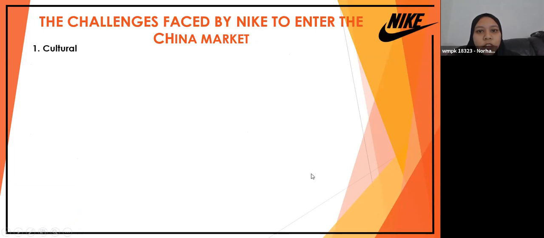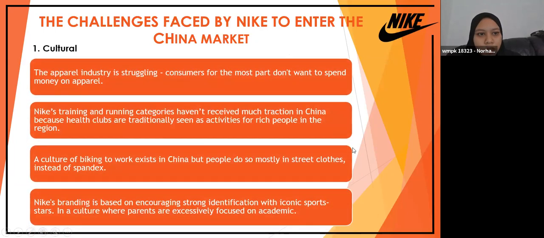The challenges faced by Nike to enter the China market. The first one is the culture, of course. The apparel industry is struggling, and consumers, for the most part, don't want to spend money on apparel. Because China, I think we all know, likes to copy from other famous brands. So they're willing to spend more on getting those non-original brands.